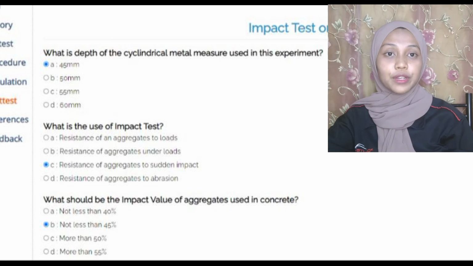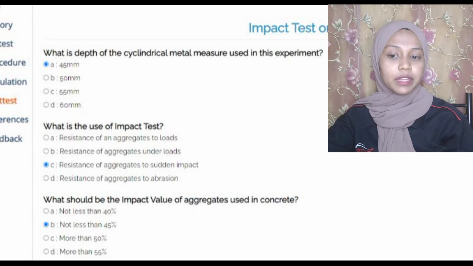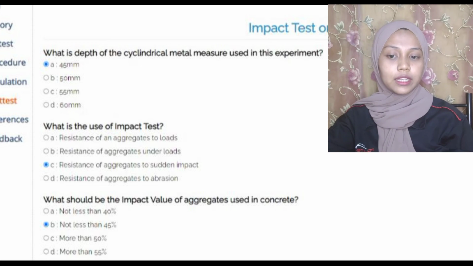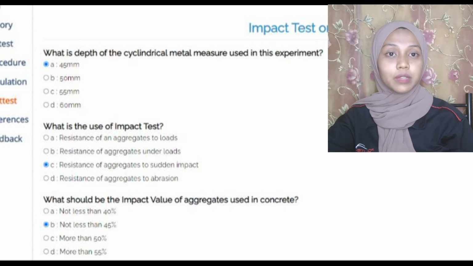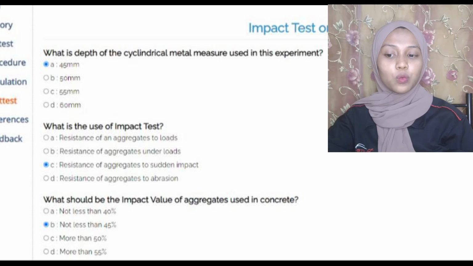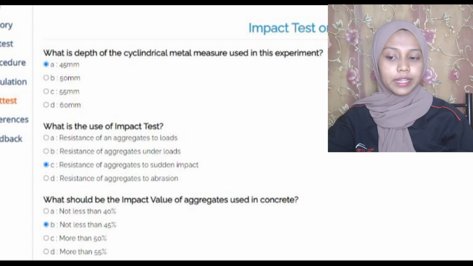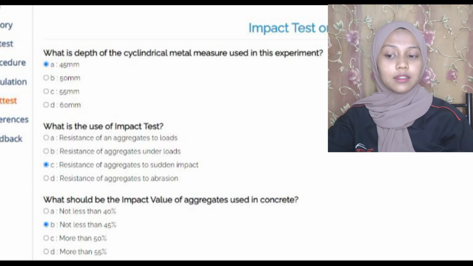Post-test, impact test on aggregate. Question number 1 is, what is the depth of the cylindrical metal measure used in this experiment? The answer is A, 45 mm. Question number 2, what is the use of impact test? The answer is C, resistance of aggregate to sudden impact.